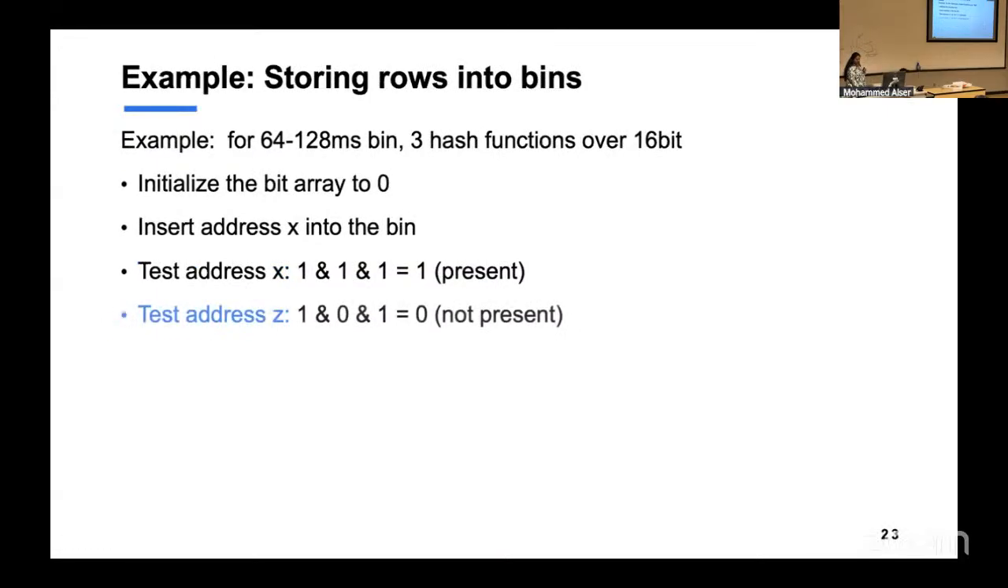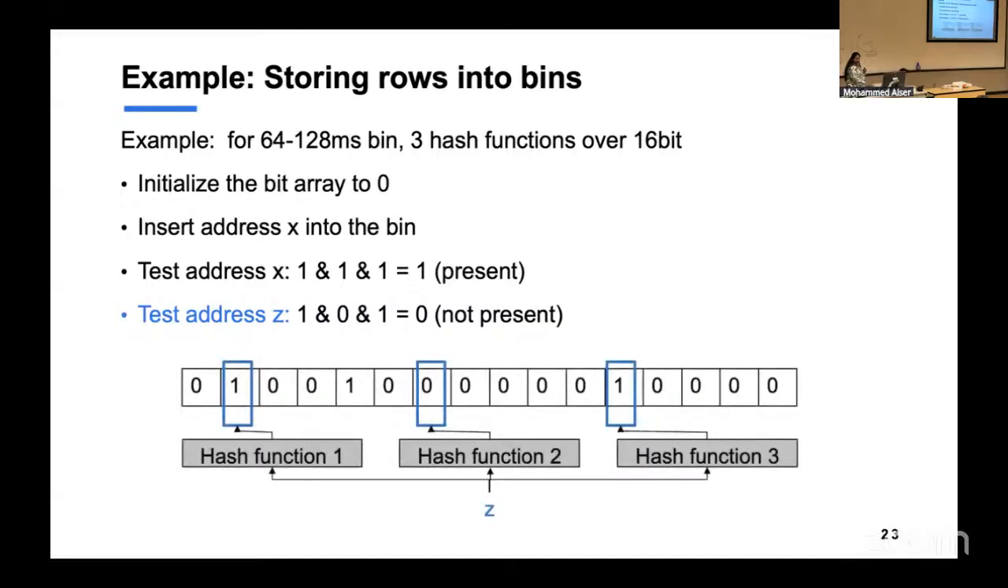And we'll see one more example. We'll test for address Z, which we haven't placed in the bin. The hash functions gave 1 0 1 as the output, and we check those bit indexes in the bin, and it is 1 0 1.